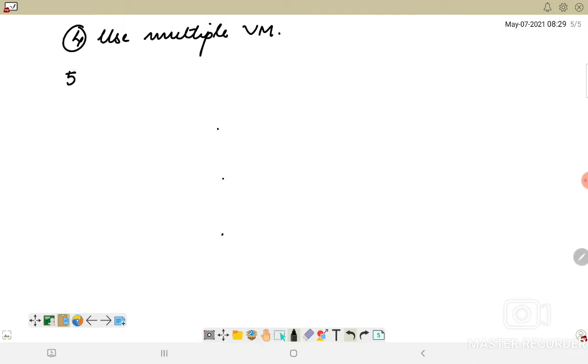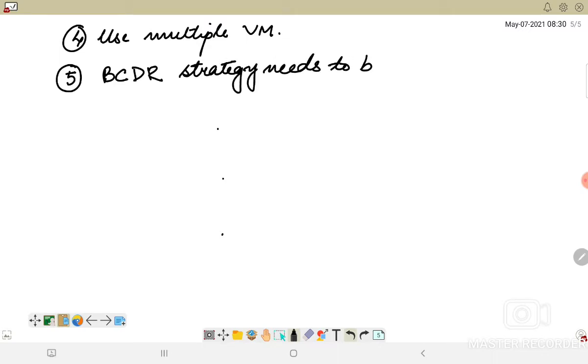So number 5 is we have to adopt a business continuity and disaster recovery strategy. We call it the BCDR strategy, and this strategy needs to be adopted. BCDR is basically business continuity and disaster recovery strategy, and it allows us to choose from different options to support the business continuity, and moreover it also supports different replication and failover scenarios.